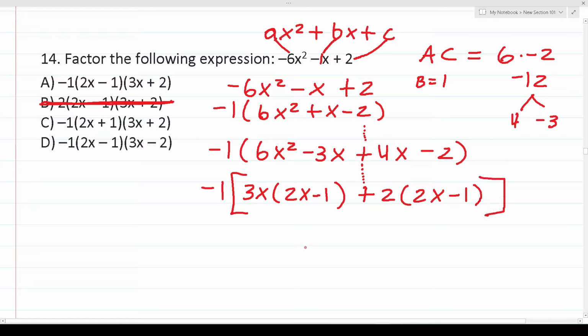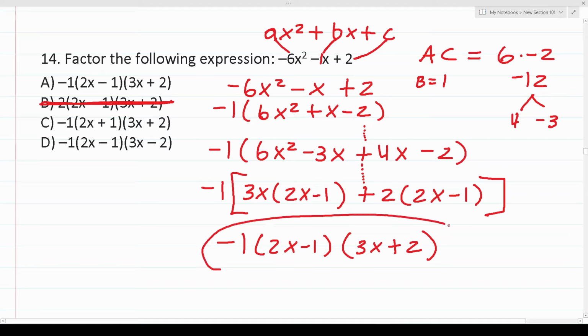All right, so the way factoring by grouping works is like this. One of the terms that's repeated is one of your answers. So we can see we have 2x minus 1 and 2x minus 1. That's going to be one of our answers. And then we're going to combine 3x plus 2 to be our other answer. So when we factor this one, it's -1 times 2x minus 1 times 3x plus 2. And we should see that that is answer choice A in this case.